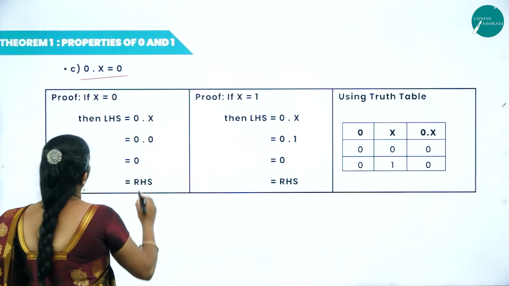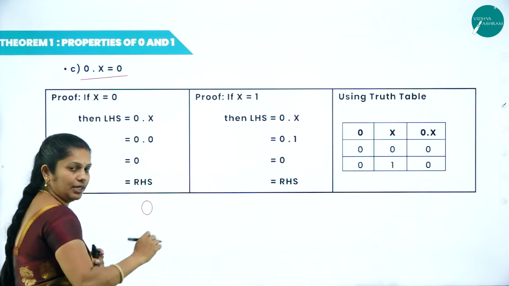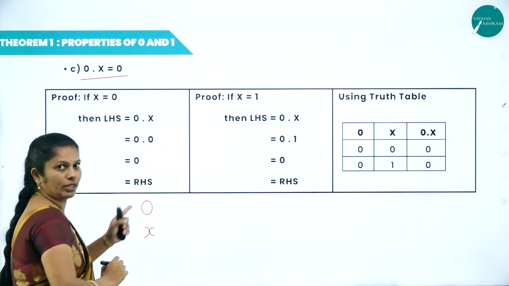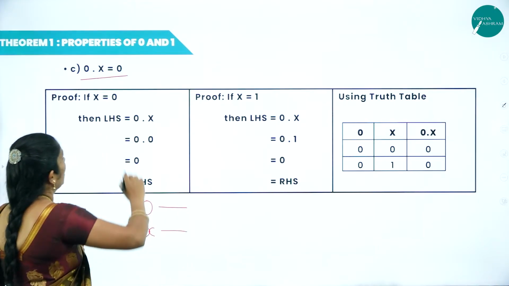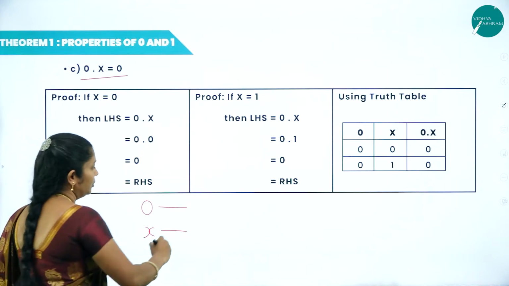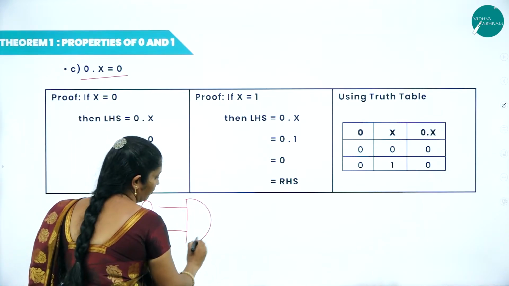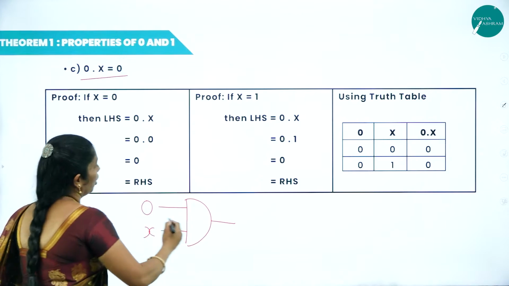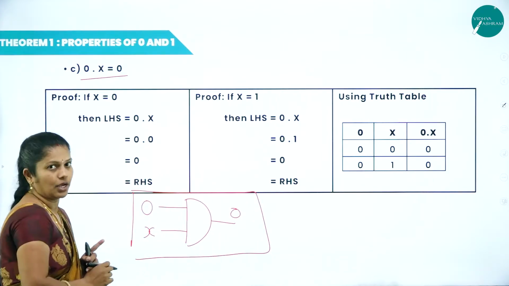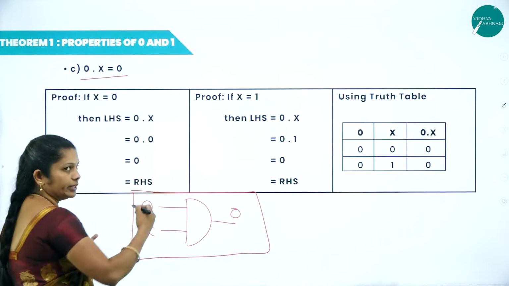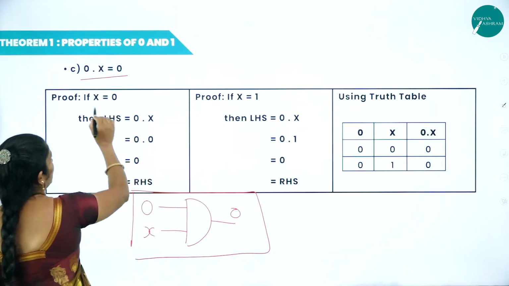When you want to write the circuit diagram, first we have 0 here, then next we need x. One is 0 and one more is x. These are the two inputs, with the dot operator. Dot operator means here we will write the D shape, then the output. The output here will be 0. This is the symbol.